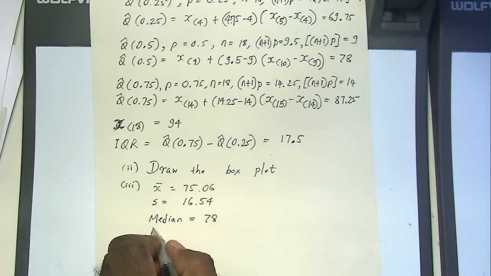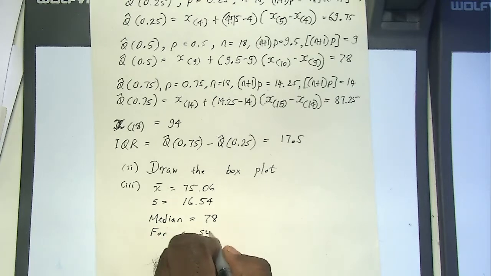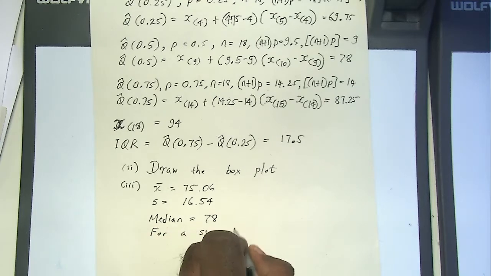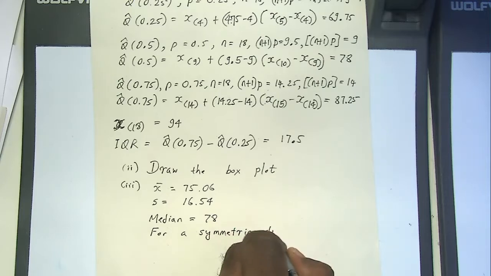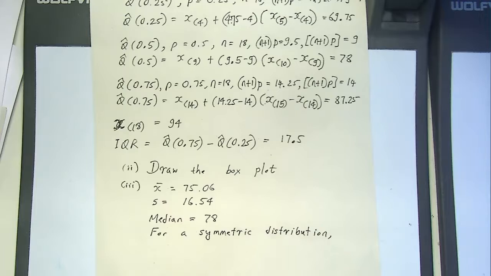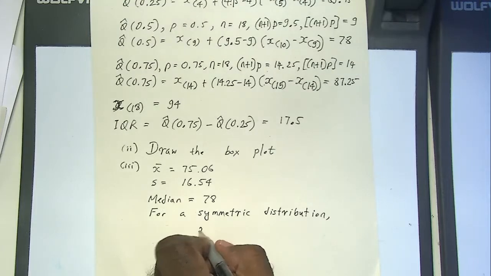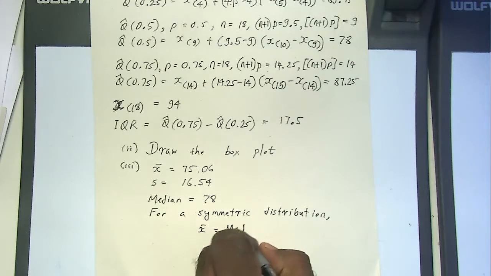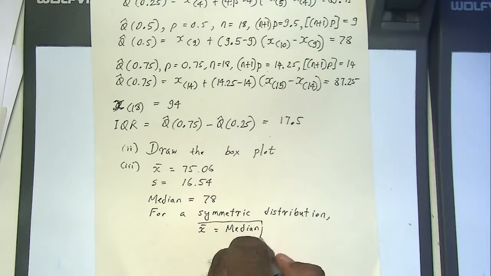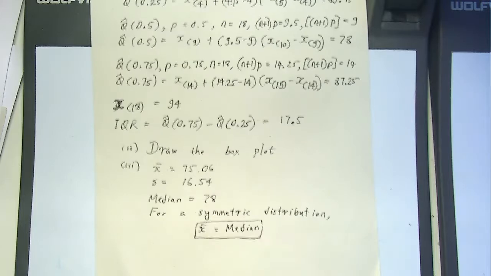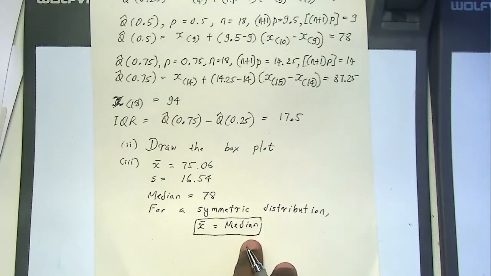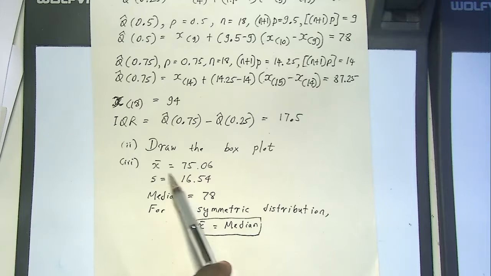Now, for a symmetric distribution, if a distribution is symmetric, you must have the sample mean equal to the sample median. This must be true if a distribution is symmetric. But here, what you see is the sample mean is 75.06. The sample median is 78. They are not even close, right?